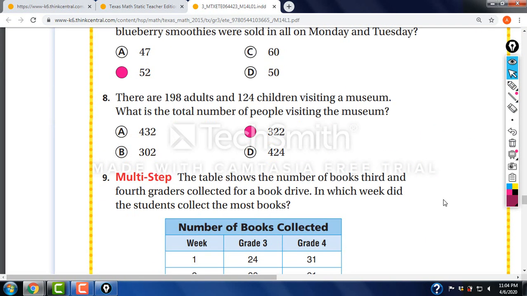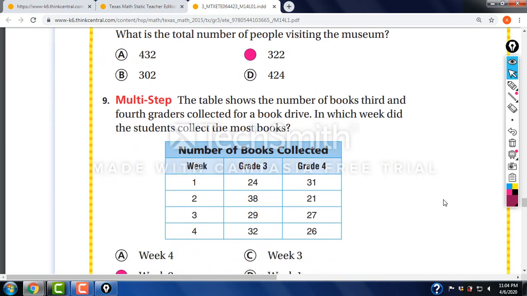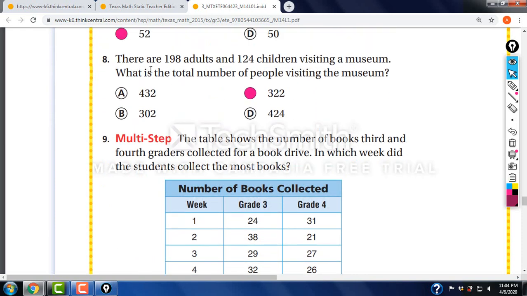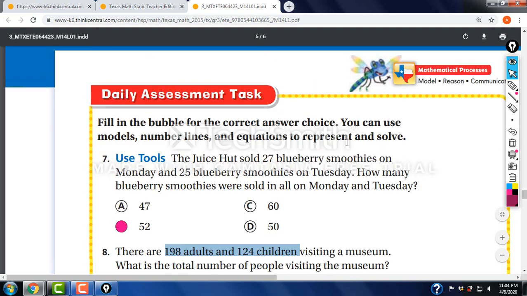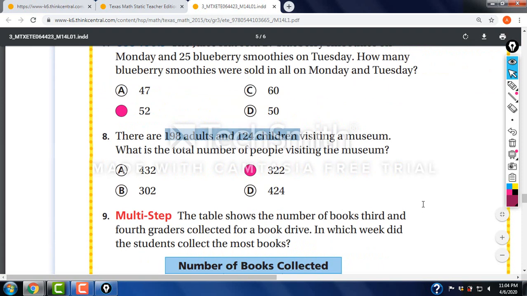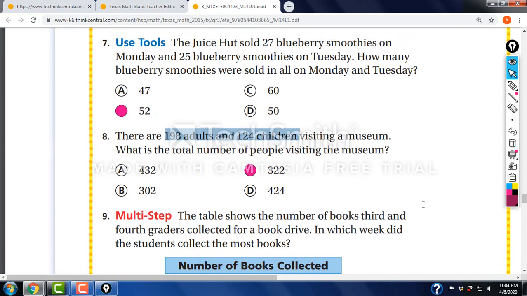And the same thing with question number 8 and 9. 198 adults, 124 children visiting the museum. What is the total number of people visiting the museum? Same thing as we did right here. It could either be a strip diagram, a number line, or your traditional equation, the mathematical equation.